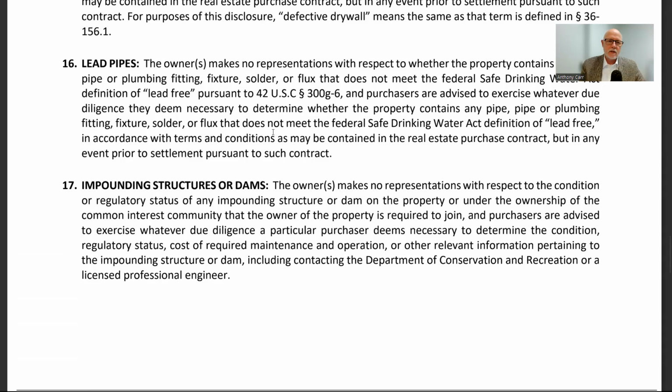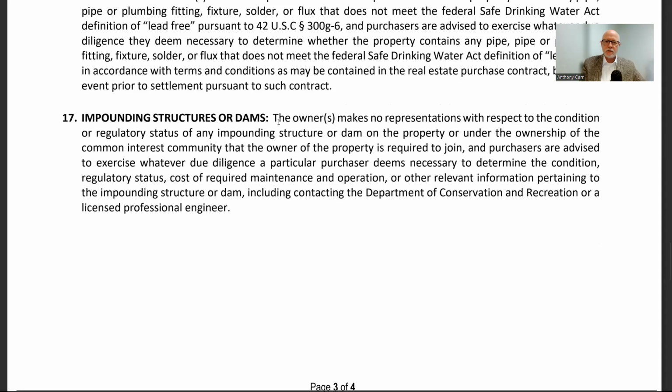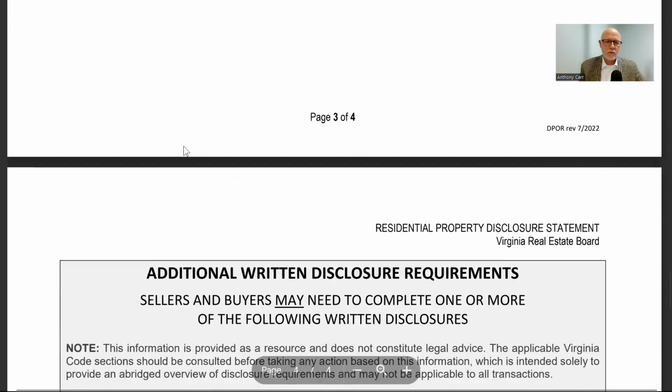Lead pipes, all of these things are dealt with in the contract and addenda, but the seller is saying here, I make no representations about whether it's there or not there. Impounding structures or dams. Is it about anything that's under the ownership of the common interest community? Again, when you see this beautiful lake, look at it to see if something happened here, where would that water go, if that's a concern for the buyer?